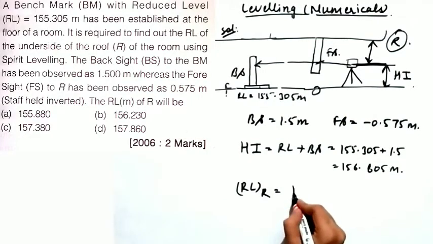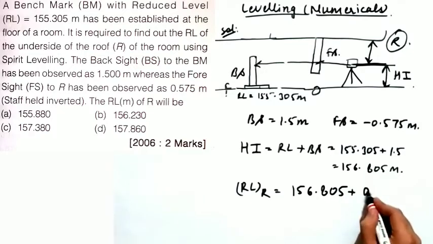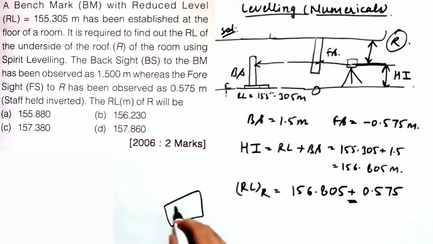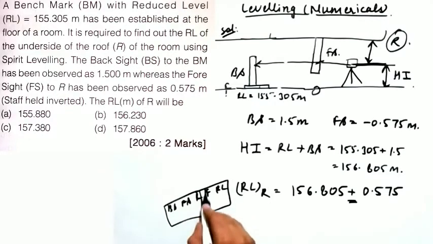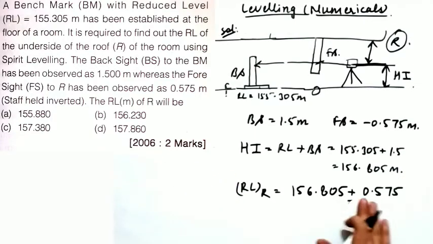So RL of roof will be height of instrument plus the foresight reading. What is the foresight reading? 0.575. See, you do not have to take the negative sign here. The negative sign is just to show that the staff reading is inverted. It will be taken as negative when you solve this question using the table method. When you use that table method, BS, FS, rise, fall and RL, then you will have to take this reading as negative, else your solution will be wrong. But in this case, you simply have to add all these digits.